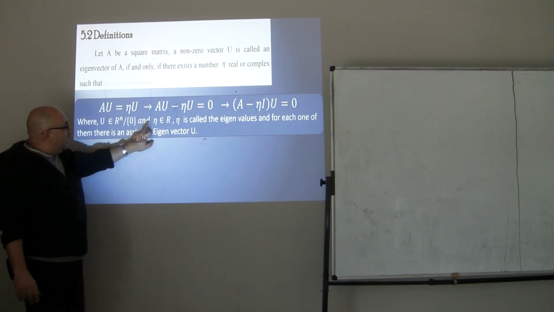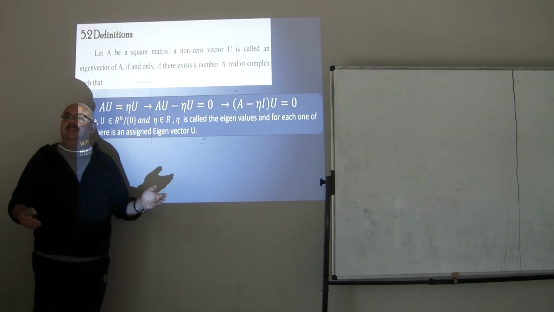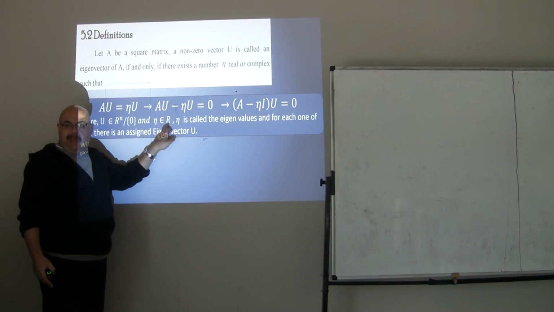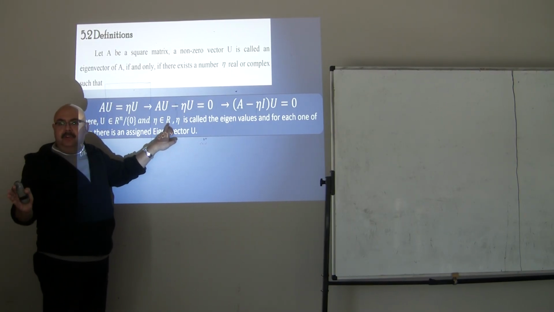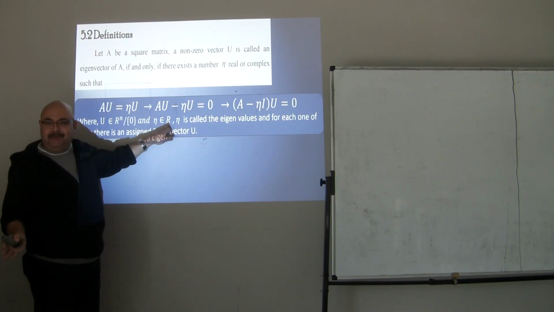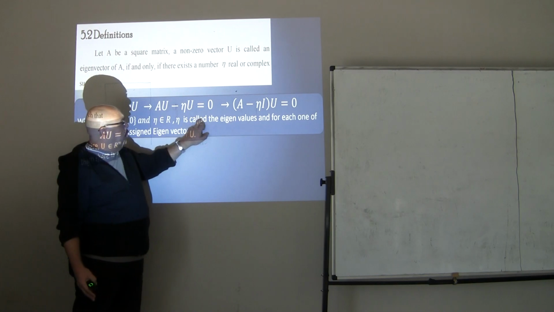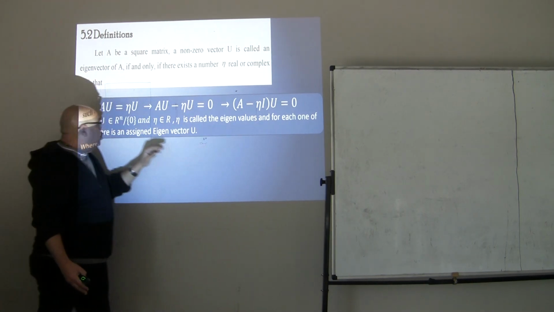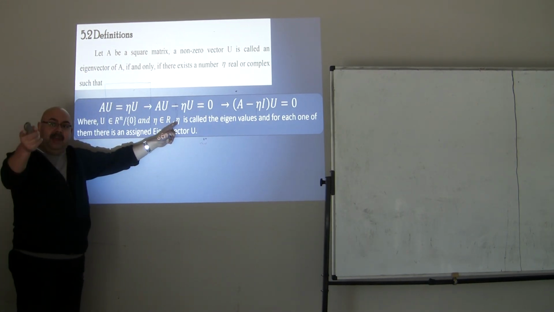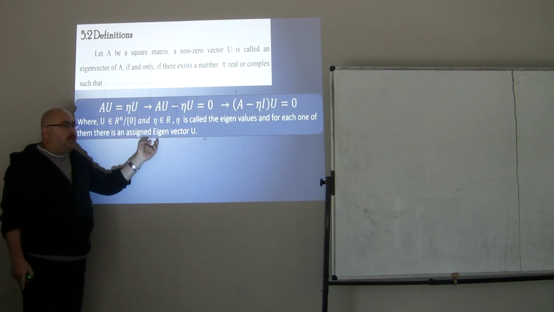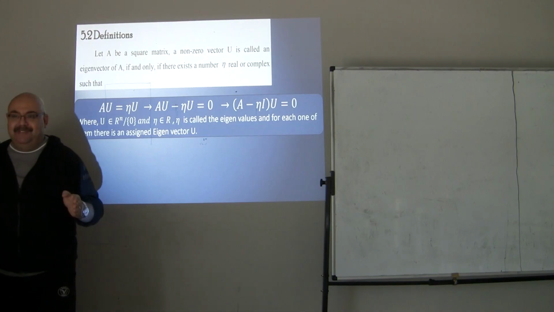It's logical. And eta belongs to R, which means it's a scalar. By the way, it's supposed to be eta belongs to K for generalization, so it can be a real number or a complex number, and we will go through this down the road. So eta is called the eigenvalue, and for each one of these eigenvalues, I will have an eigenvector corresponding to it. That's the story of eigenvalues and eigenvectors.